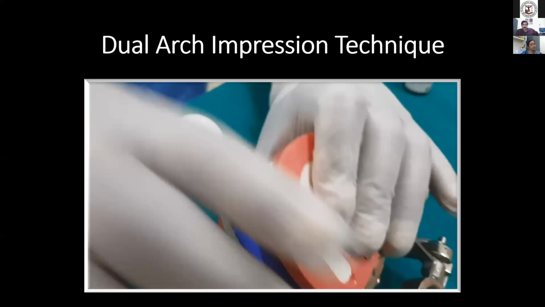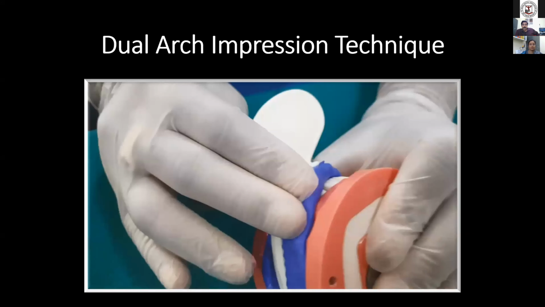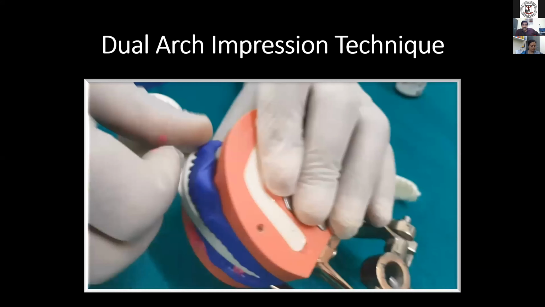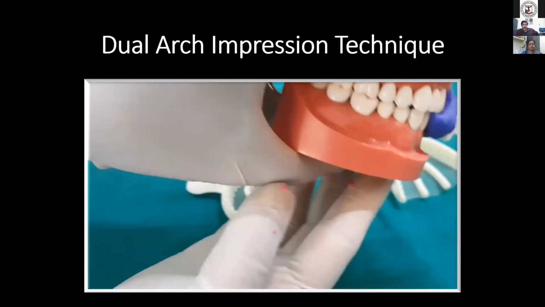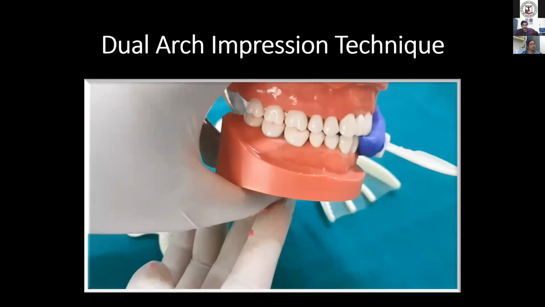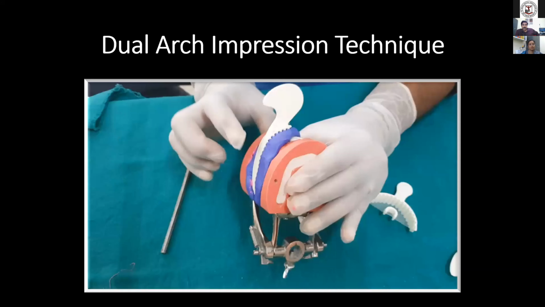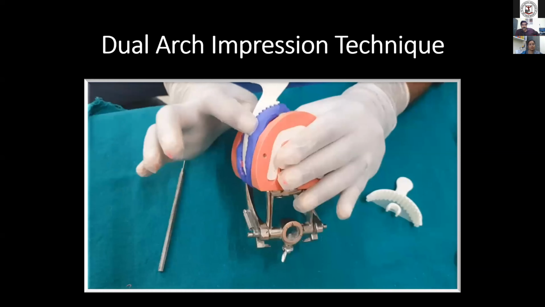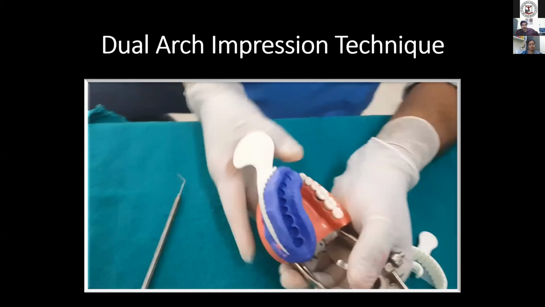Excess material on the buccal side has to be molded towards the tissue. Ask the patient to hold till the material sets. Occlusion has to be verified on the contralateral side. Remove the tray. Once the material is set, remove the tray and check for any defects.